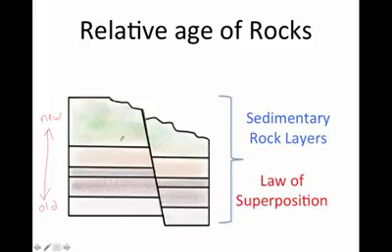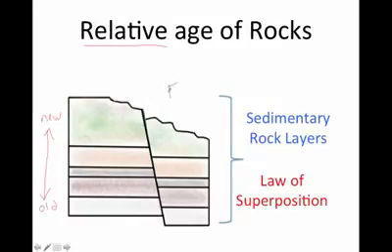That works for horizontal layers of sedimentary rock. Now, this gives us the relative age. So what we're doing is we're relating one layer to another. We know that this one is oldest, this one is newest. We don't know the exact or absolute age, but we know in general which one was here first.